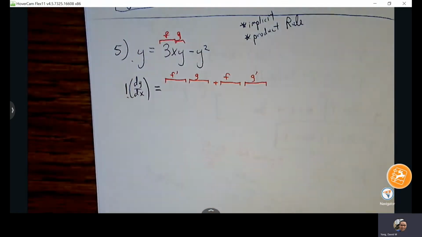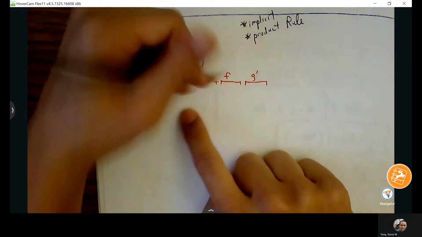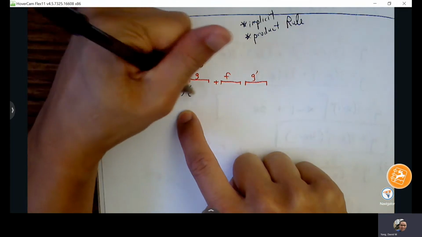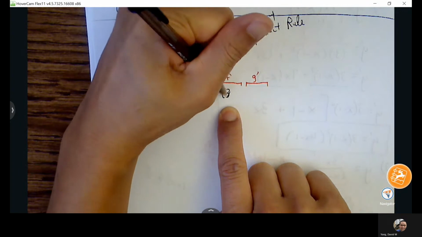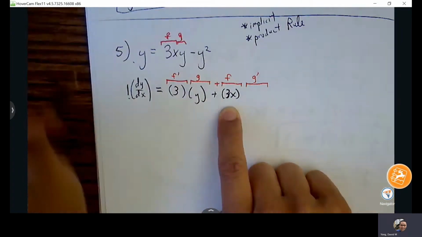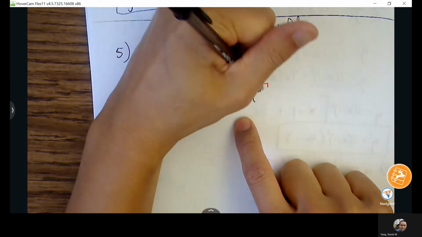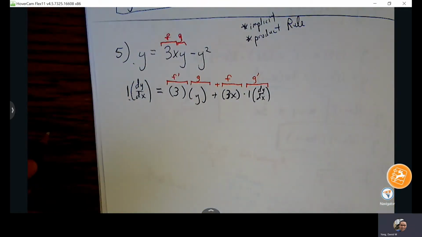Okay, we said product rule. Product rule is for 3xy. That 3xy is going to have to be taken care of within product rule. So let's go through it. f prime becomes, g function, no changes. Oh yeah, no, just the y. Back to f. Okay, g prime, 1 dy dx. Okay, any questions there with product rule?